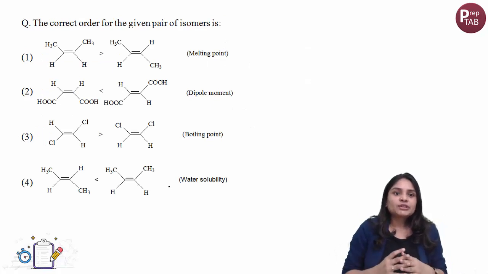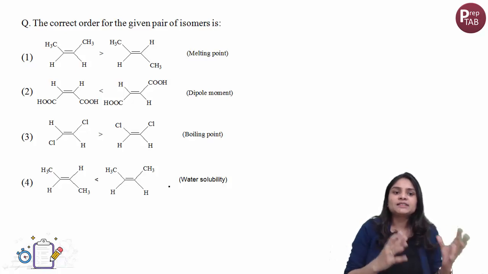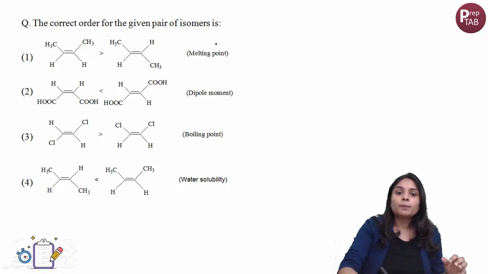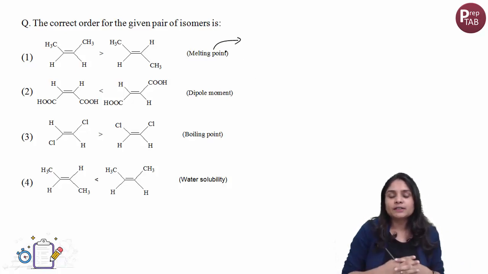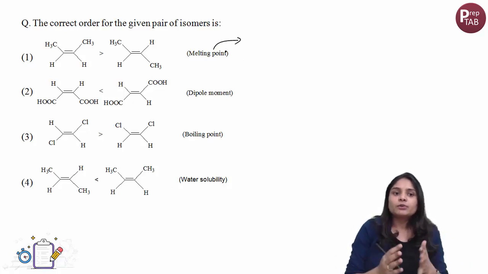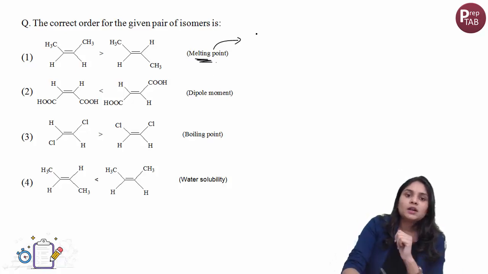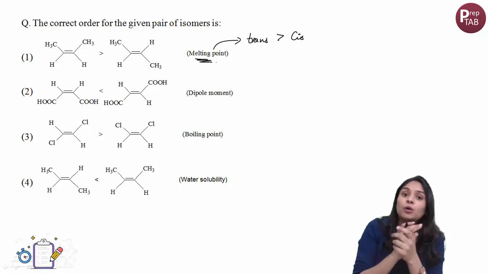Now the next question is the correct order for the given pair of isomers. Basically, we are given cis and trans form of some molecules, and their physical properties are given to us. So we have to tell what is the correct order. What about melting point? Melting point of trans form is more than that of cis form.